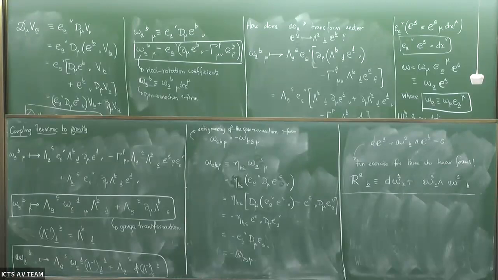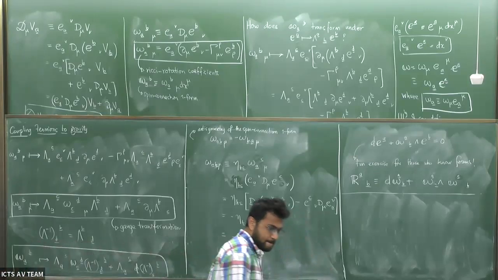So thanks. Any questions? Yeah. You said that omega is like the gauge field for the local Lorentz transformations. Yes. And E will be the gauge field for the translations? Not like that, but they are related. E will be the gauge field for the translations.